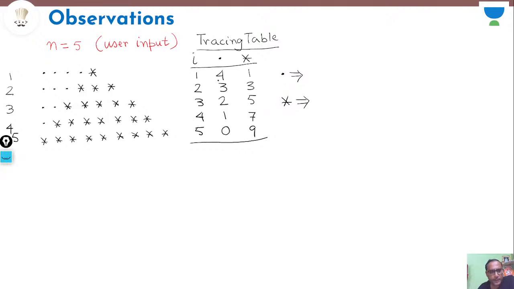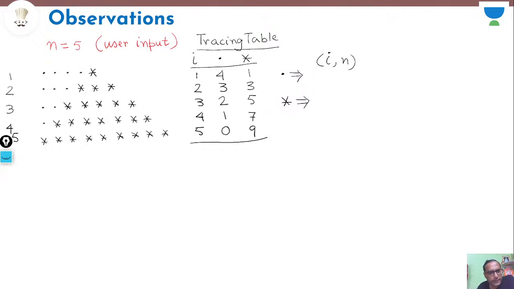Good. Now, how many dots are there? Look here. When the value of I is increasing by 1, 1, 2, 3, 4, 5, the number of dots is decreasing, 4, 3, 2, 1, 0. The number of dots is decreasing when the value of I is increasing. And these equations we shall find out in terms of I and n.